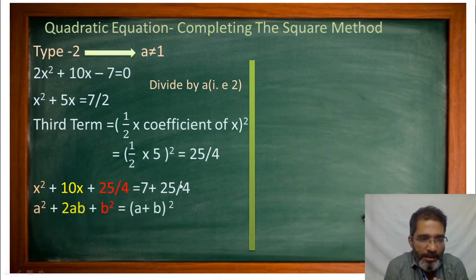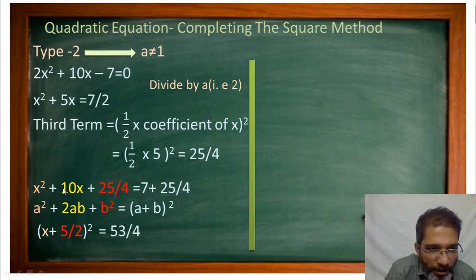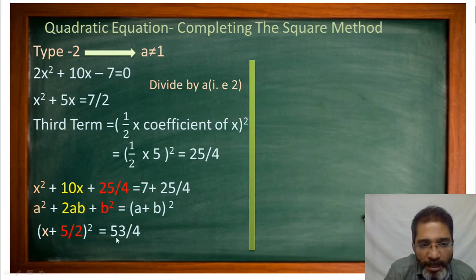Again we are comparing this equation with (a plus b) bracket square, that is a square plus 2ab plus b square. See the terms which are matching with the colors. Okay, now x square is a square of x. I wrote here, as I've discussed, the middle term will not come. 25 upon 4 is a square of (5 upon 2) bracket square. 7 plus 25 by 4, we are adding, making LCM, and we'll get the answer as 53 by 4.